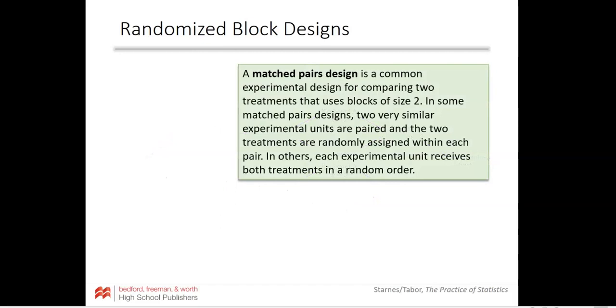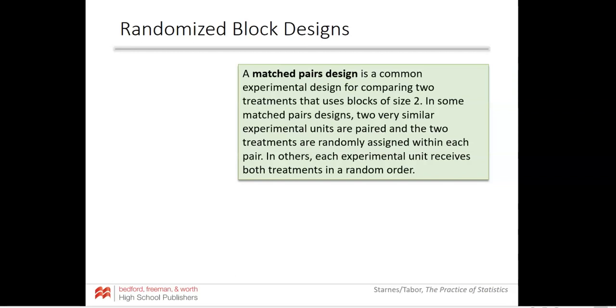One version of this, which is really good, I really like, is a matched pairs design. It's not always possible to do, but when you're comparing two treatment groups, it uses blocks of size 2, so we're blocking into individual groups of 2, called matched pairs, 2 very similar experimental units. That means 2 people or 2 animals that share some similarity.